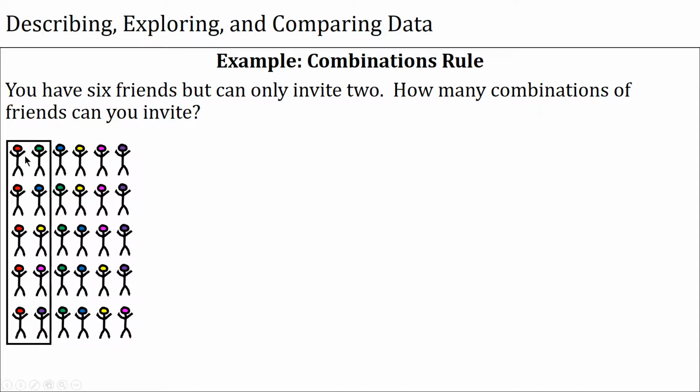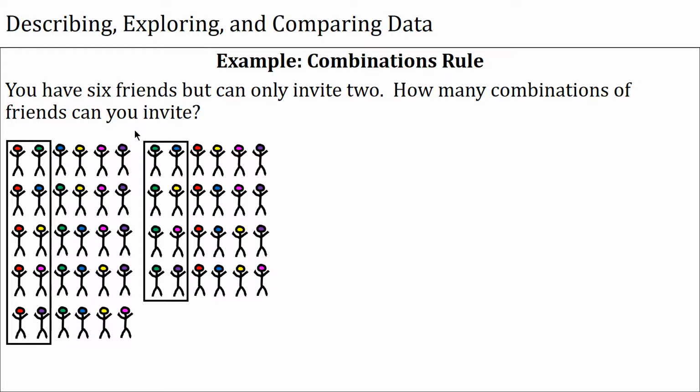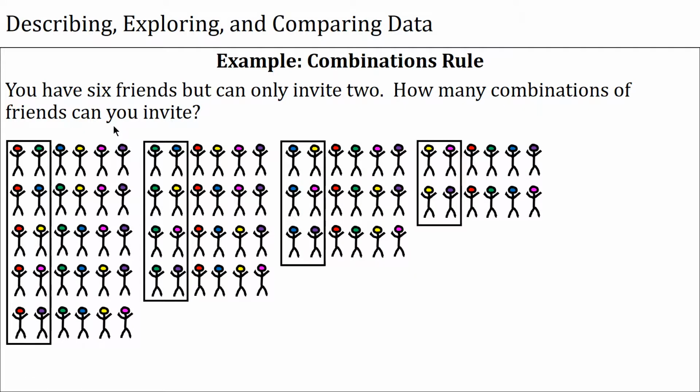So I have red and green, red and blue, red and yellow, red and pink, red and purple. So no matter what, I'm inviting red over, but I rotate it between the others. Well, my list is going to get smaller now because I have already invited red. It doesn't matter if I invite them first or second. And then I look at green. And these are the different combinations with green. I cannot have a green and a red because I had a red and a green to start off with. And then again, it's going to get less and less.